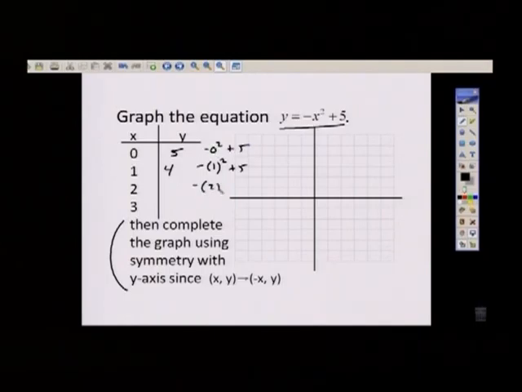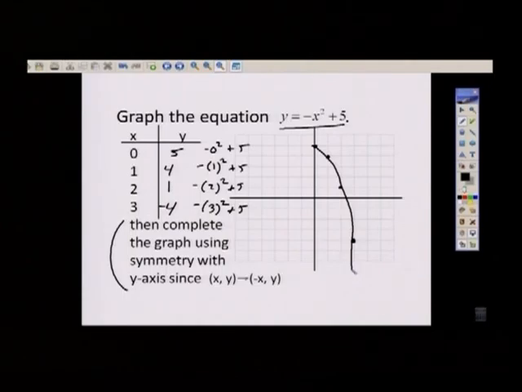And I'm going to put the 2 in place. So that's going to be 4, but that negative makes it a negative 4, plus 5 is 1. And I'm going to put the 3 in, and I'm going to end up with negative 4. So we have the points 0, 5; 1, 4; 2, 1; and 3, negative 4. So here is part of my graph.